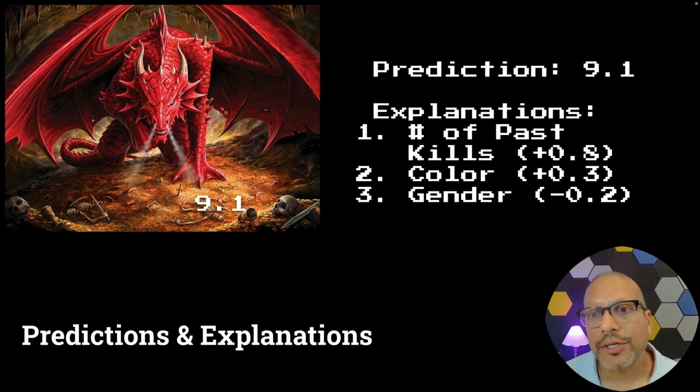Explanations help us understand the prediction by telling us which of the factors that are in the model, which of the variables or features, are contributing most to that prediction. In this case, I'll see that, hey, the number of past kills was the number one influence for that prediction. After that came color and then gender. So these characteristics help me figure out which of all of my features are the most important for this particular prediction. If I was looking at a different dragon, I would have a different set of explanations for that.